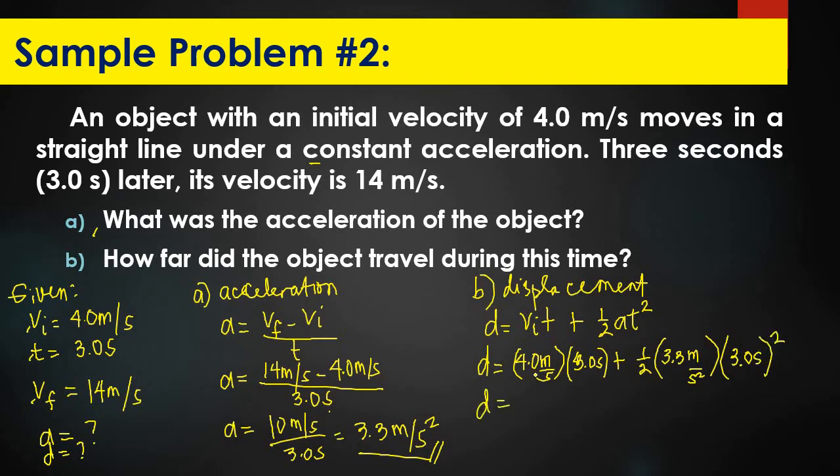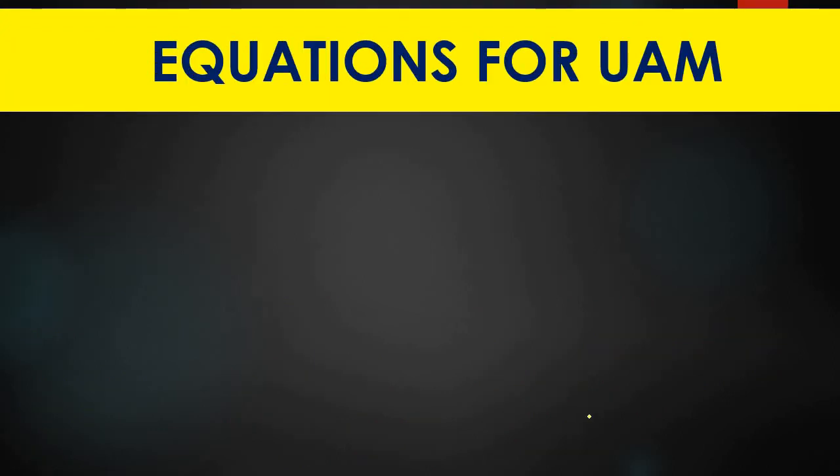Simplify. So 4.0 times 3.0, that's 12 meters. The answer for the second term is 14.85 or 15 meters, because seconds squared cancel, leaving meters. So 12 plus 15, displacement is equal to 27 meters. So let's proceed with another scenario.